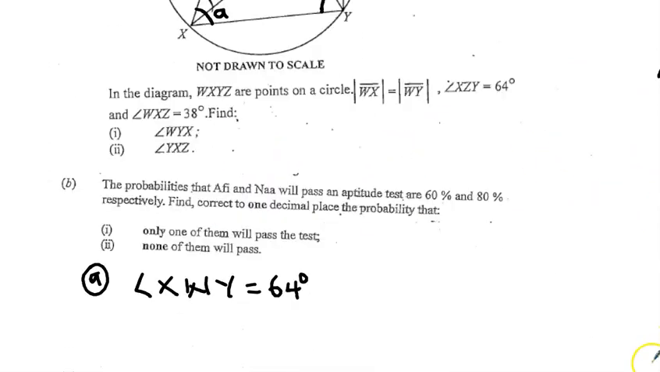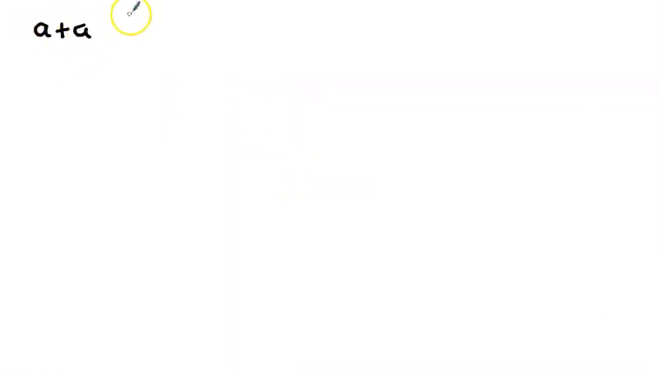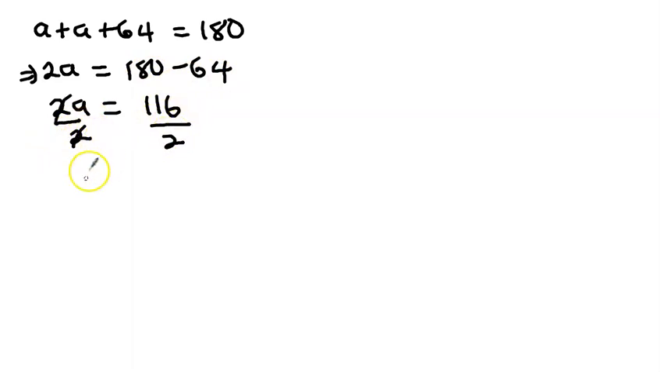If that is the case, let's consider triangle XYW. So the sum of angles in a triangle is equal to 180. We know this is 64. So A plus A plus 64 is equal to 180. So 2A is equal to 180 minus 64. So we have 2A is equal to 116. Then we divide both sides by 2. So A will be equal to 58.